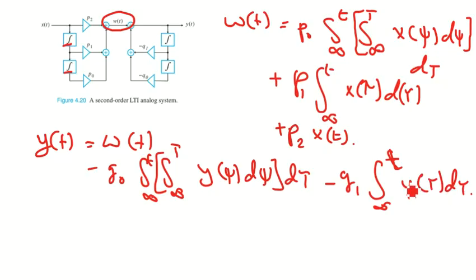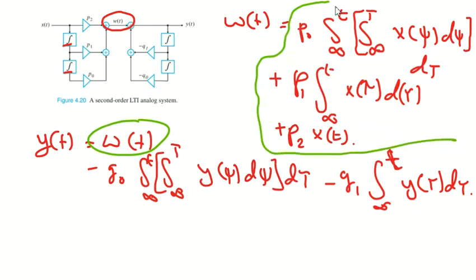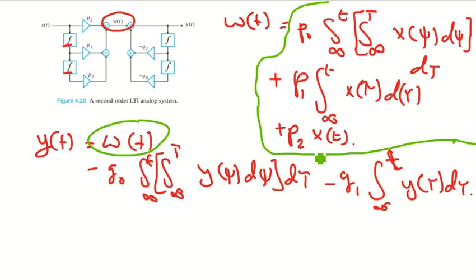Pretty straightforward. So you just need to substitute W of t by all of this right here. You can also move the minus Q0 integral and minus Q1 integral of y to the other side, so you get a positive sign. So that's the first one. That's when you have integrals in your block diagram.